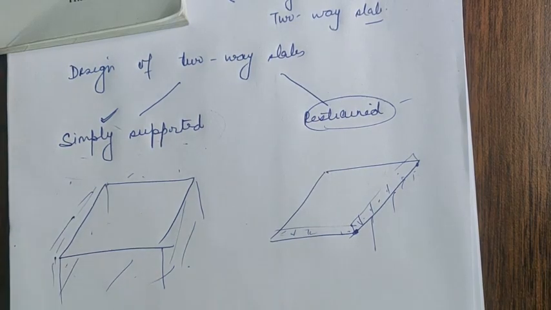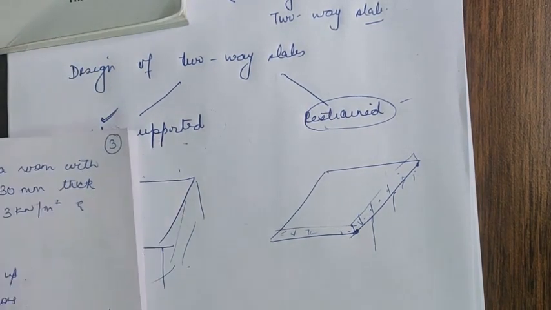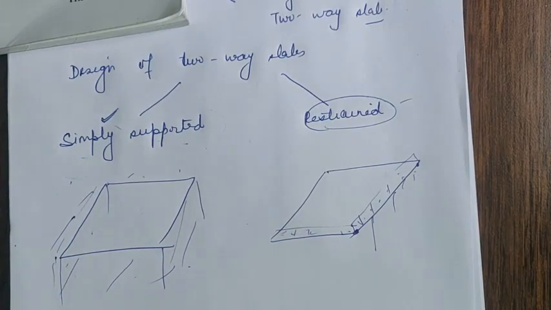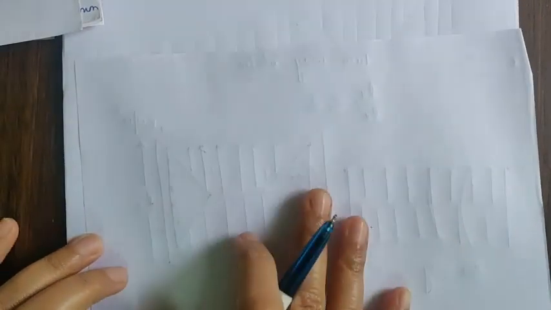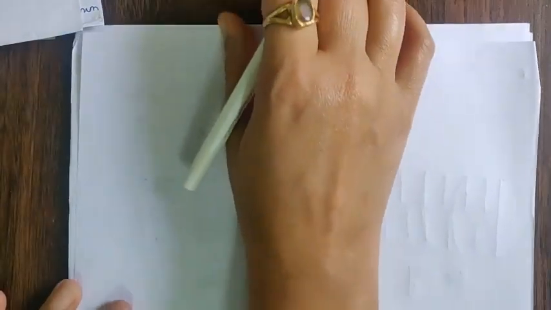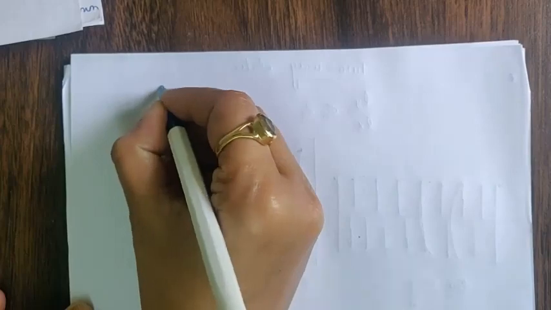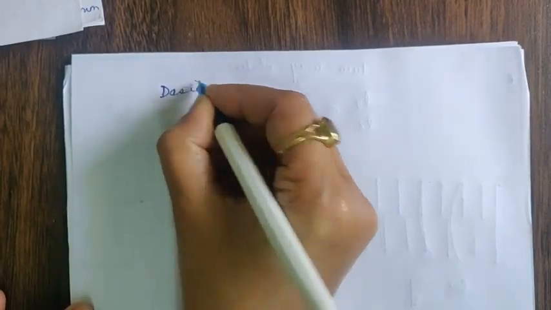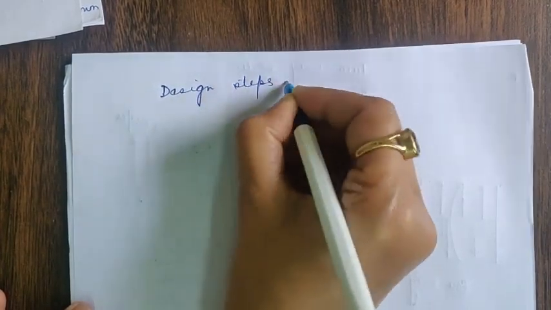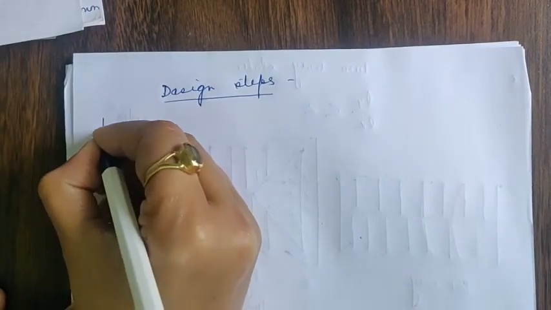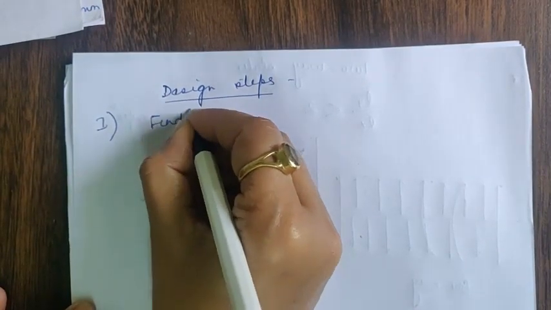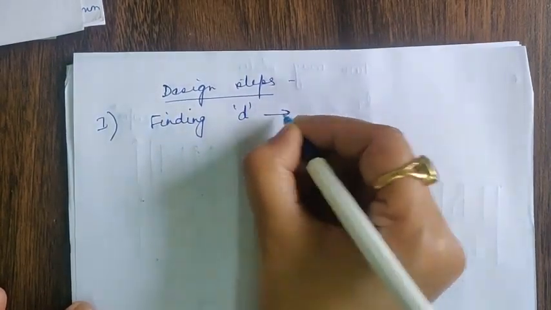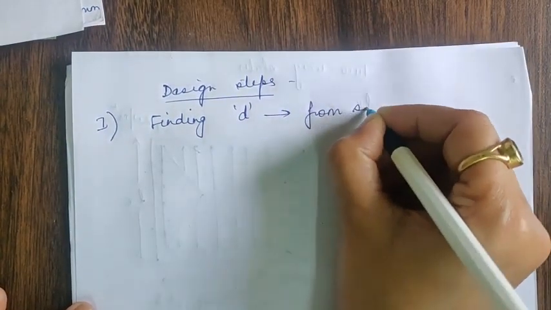Okay. So what are the design steps? Design steps are primarily similar to what we have done in one-way slabs. So, design steps. I hope you remember the first step was finding D from serviceability criteria.